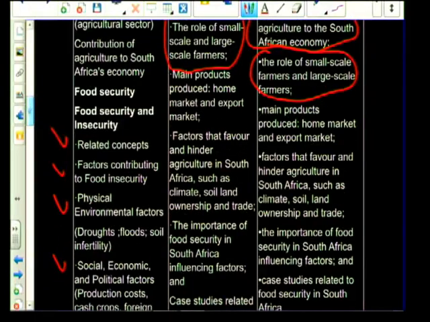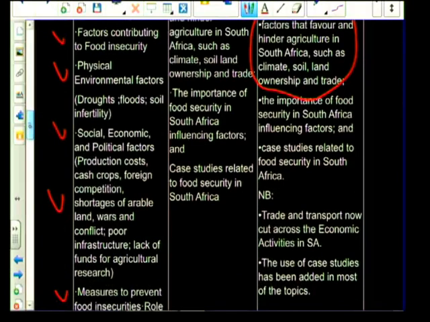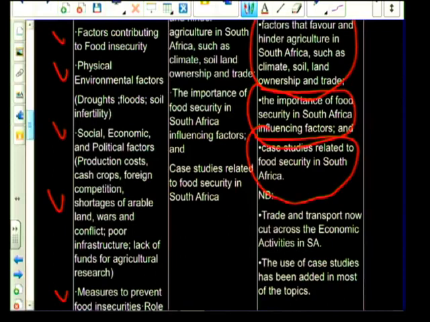Factors that favor and hinder agriculture, such as climate, soil, ownership, trade. We're adding on to the factors hindering, not just subsistence farming, etc., but we're adding on to those factors. The importance of food security, which has been covered here, but done in more detail. And of course, case studies specific to South African situations are being covered, not just general articles.